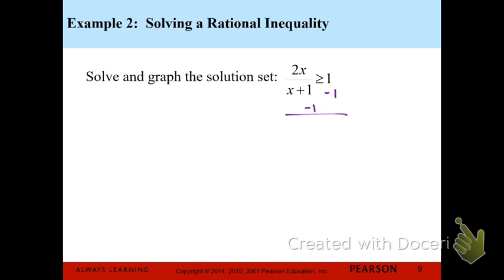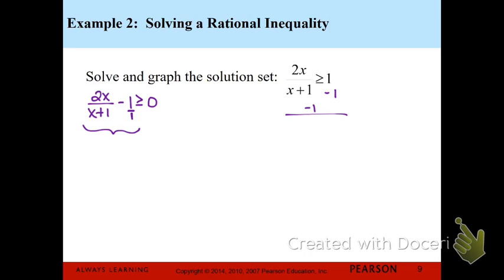All right, so I got 2x over x plus 1 minus 1 is greater than or equal to 0. Now, they weren't so nice to us this time because we can't do anything until we just have one fraction on this side. So we're going to have to actually combine these two. I'm going to put that 1 over 1. And how do you subtract fractions?